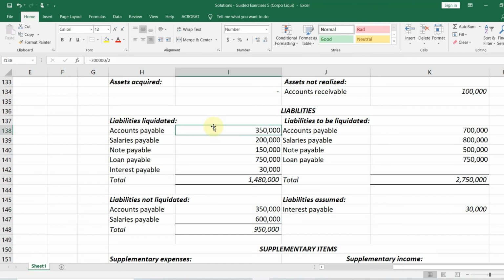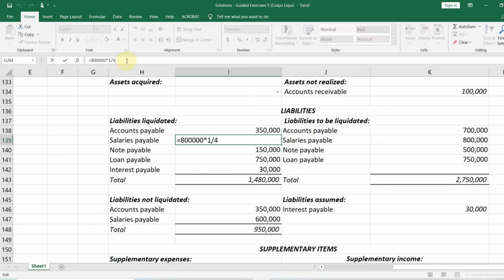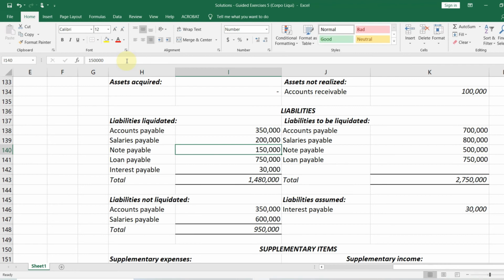Okay? On the debit side, you have liabilities liquidated. So, ito yung mga nabayaran mo. Sa accounts payable, kalahati lang yung nabayaran mo. Okay? So, 700,000 divided by 2. Okay? So, salaries payable, 1/4 lang daw yung nabayaran mo. So, 200,000. Note payable, nabayaran mo lang siya gamit yung proceeds from the sale of the equipment na 150, and then the rest was canceled by the creditor, mabuting loob. So, 150 lang. Then the loan payable, buo, nabayaran mo siya, 750, and then interest payable of 30. A total liabilities liquidated of 1.480 million.